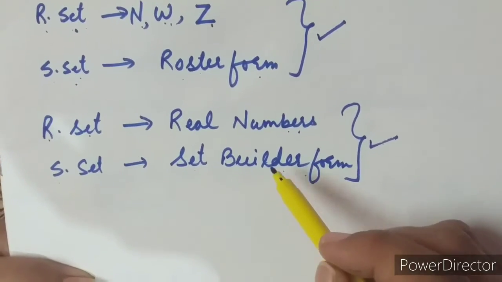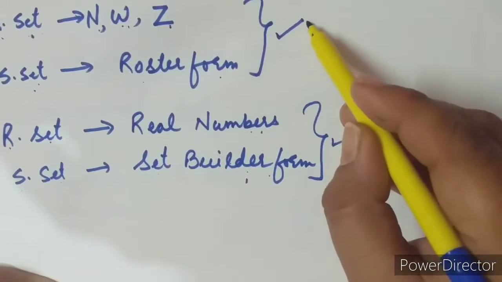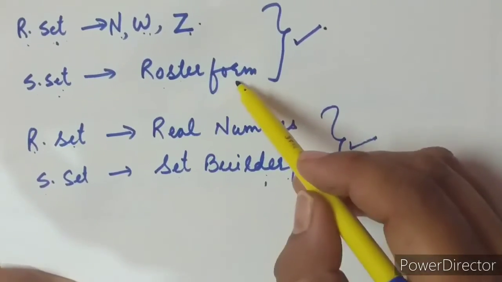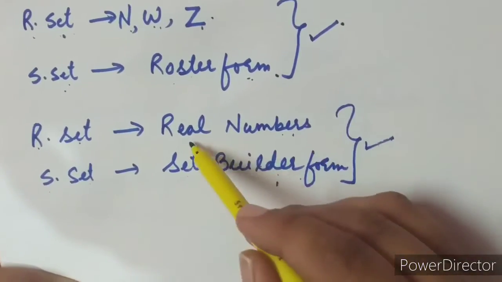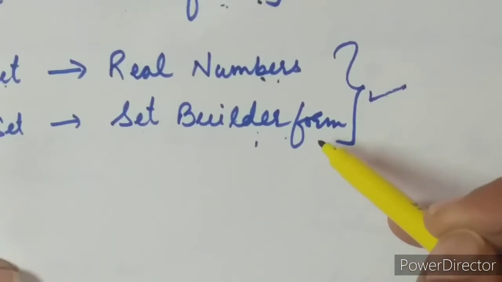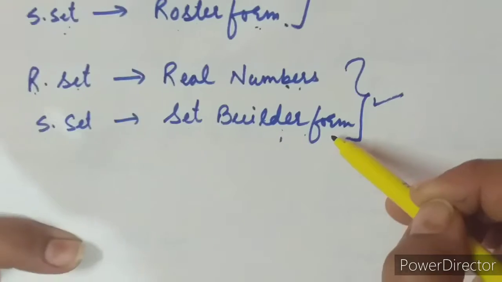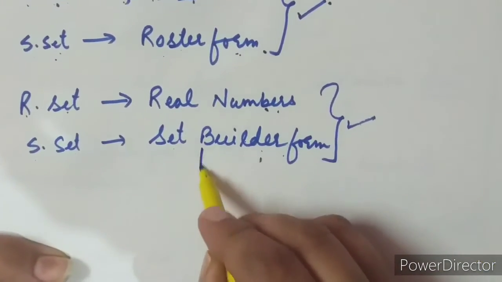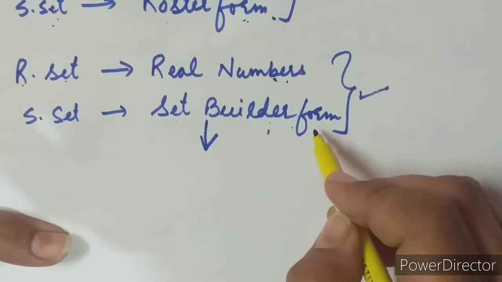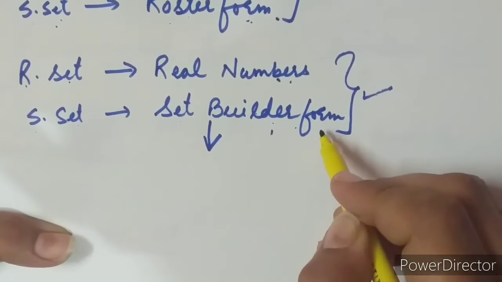So you should remember these two combinations. If the replacement set is natural numbers, whole numbers or integers, then write the solution set in the roster form, and if it is a set of real numbers, then we have to write it in the set builder form. And remember, a set of real numbers is always written in the set builder form. I will explain more in the later stage.